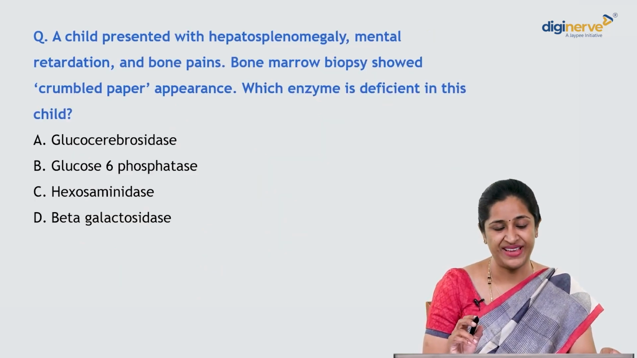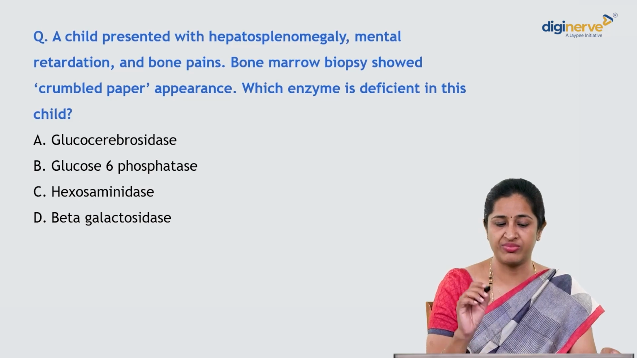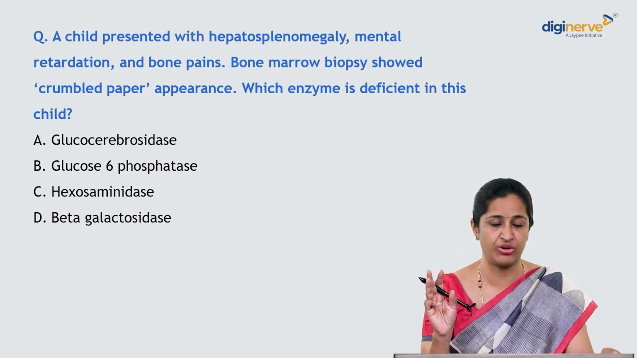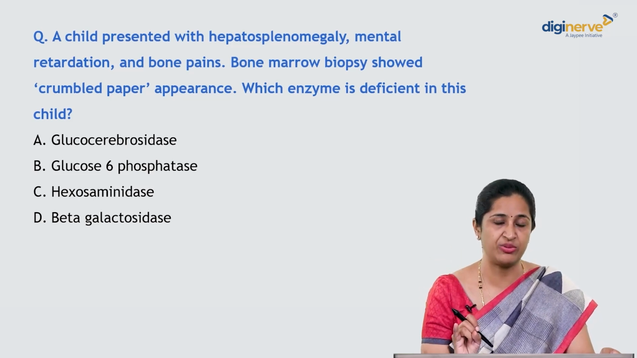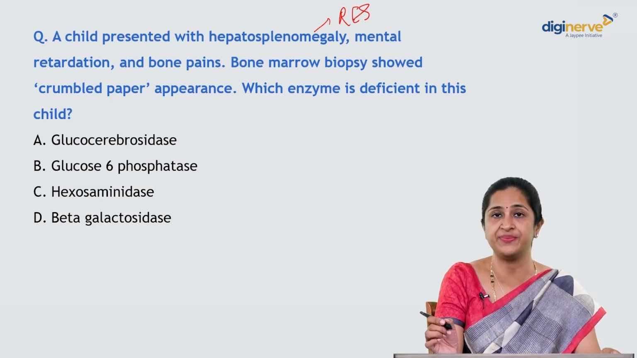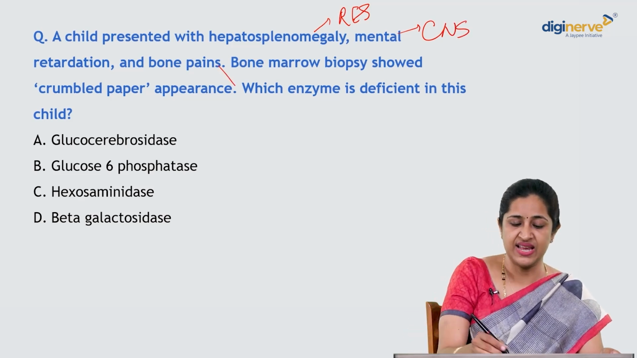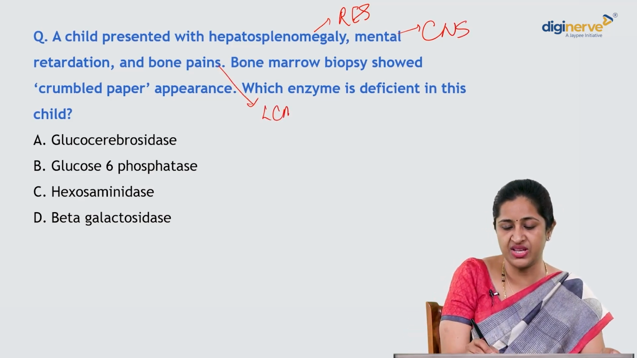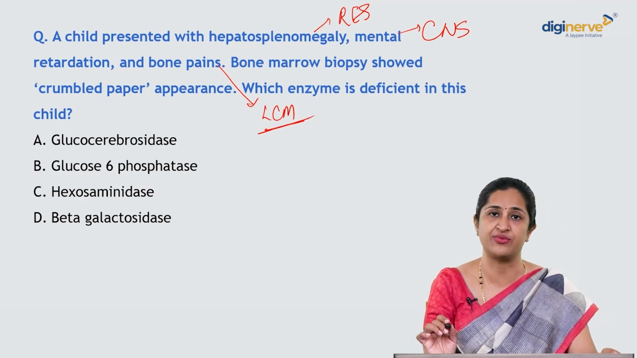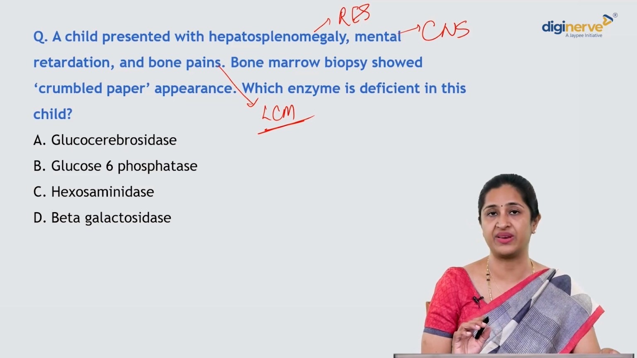Next question. A child presented with hepatosplenomegaly, mental retardation and bone pains. So remember there are two to three system involvement here. You have hepatosplenomegaly, which is involvement of the reticuloendothelial system. You have mental retardation, involvement of the CNS, as well as bone pains, which is the locomotor system which is involved. The bone marrow biopsy shows crumpled paper appearance.